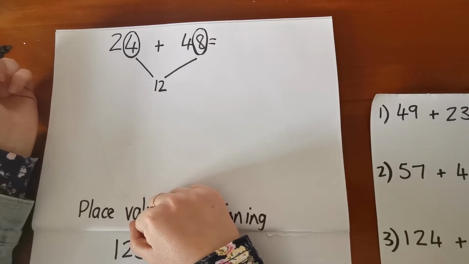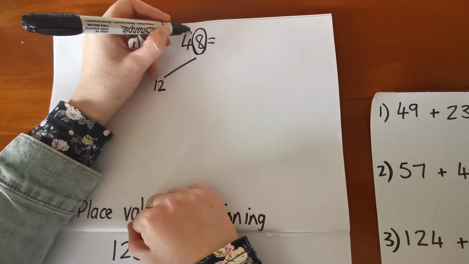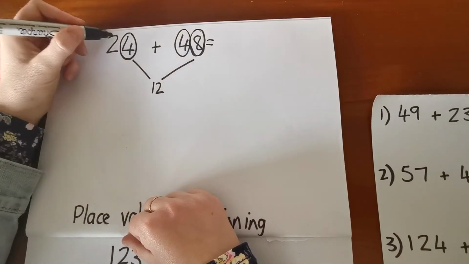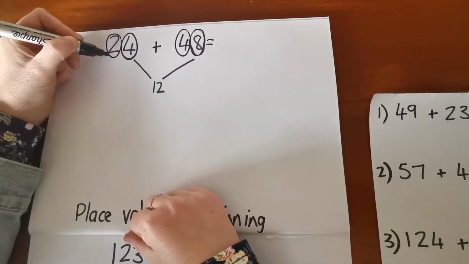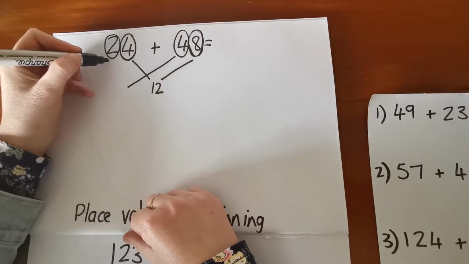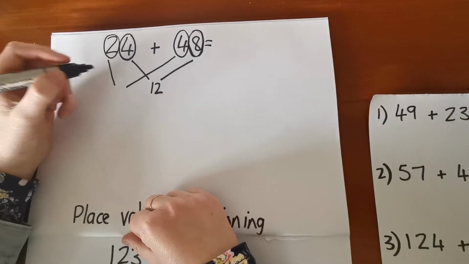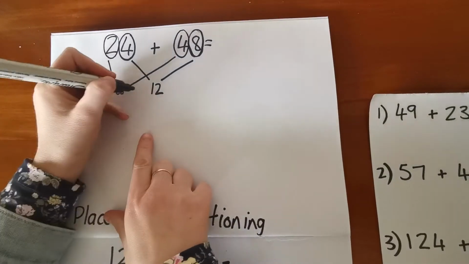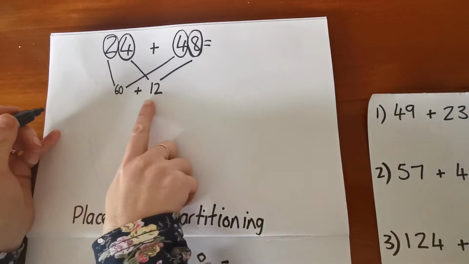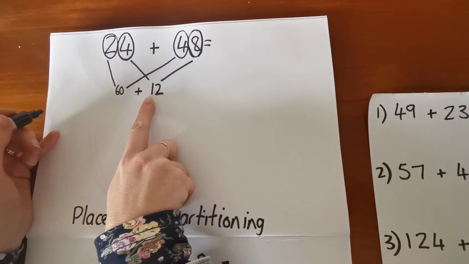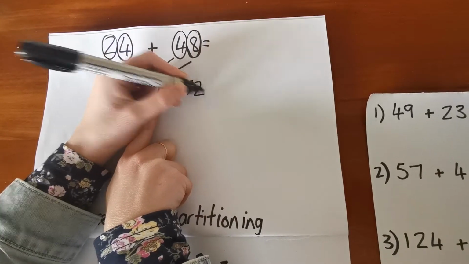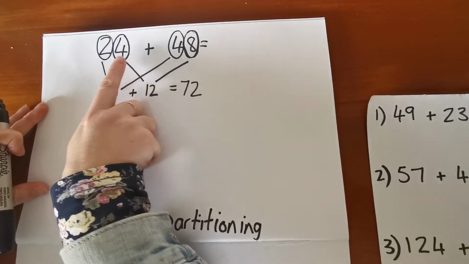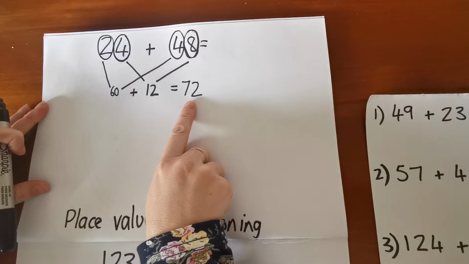And then I circle my numbers in the tens column. So I know I've got a 4, but that doesn't stand for 4, that stands for 40. So we've got 40 and the 2, and the 2 stands for 20. So we've now got 40 and 20, and 40 and 20 make 60. So now I've got 60 and 12, and I need to add those together. So I can go 60 plus 10 is 70, plus 2 more equals 72. So using my place value partitioning, I can easily work out that 24 plus 48 equals 72.